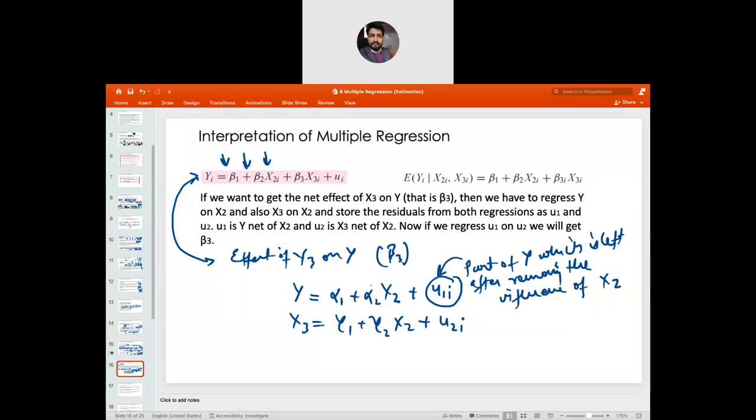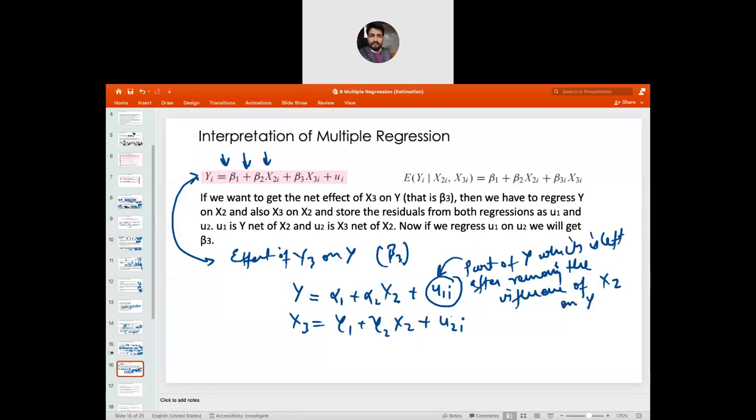by alpha 2, and whatever effect x2 had on y has been removed, right? Because if you take this alpha 1 plus alpha 2 x2 on the left hand side, you will subtract it from y, and then you will get what is u1i. u1i is that part of y which is left after removing the influence of x2 on y.